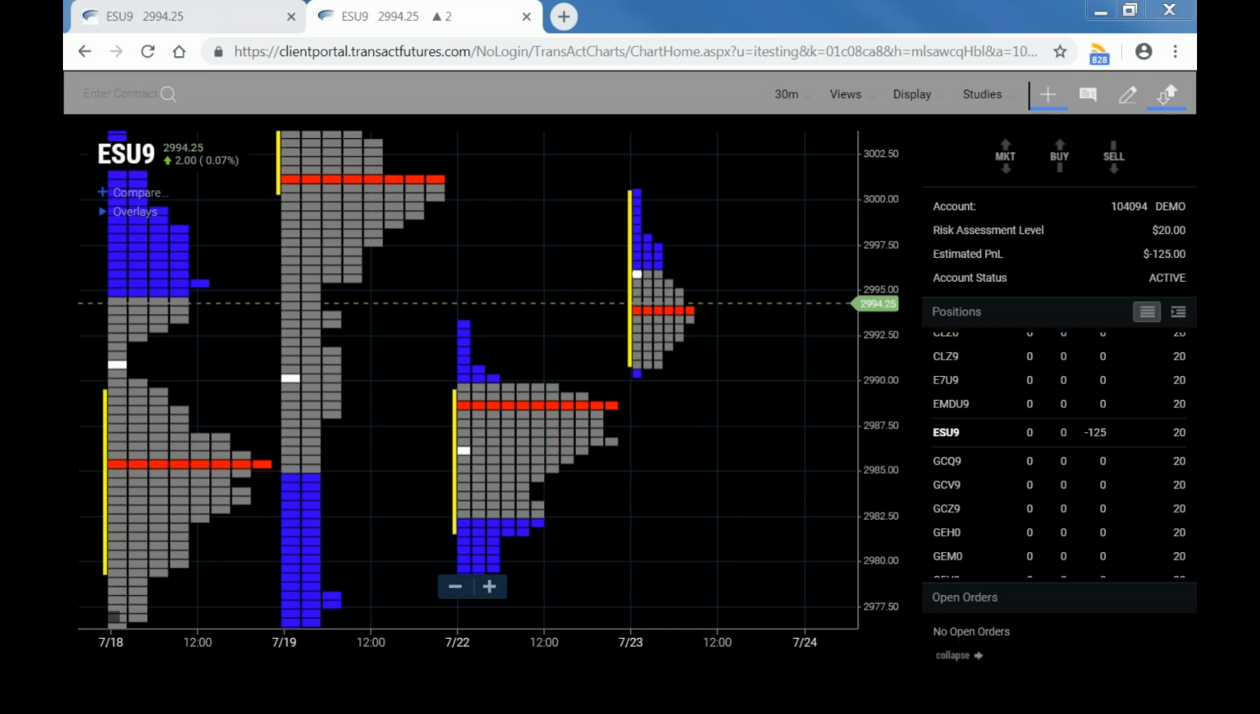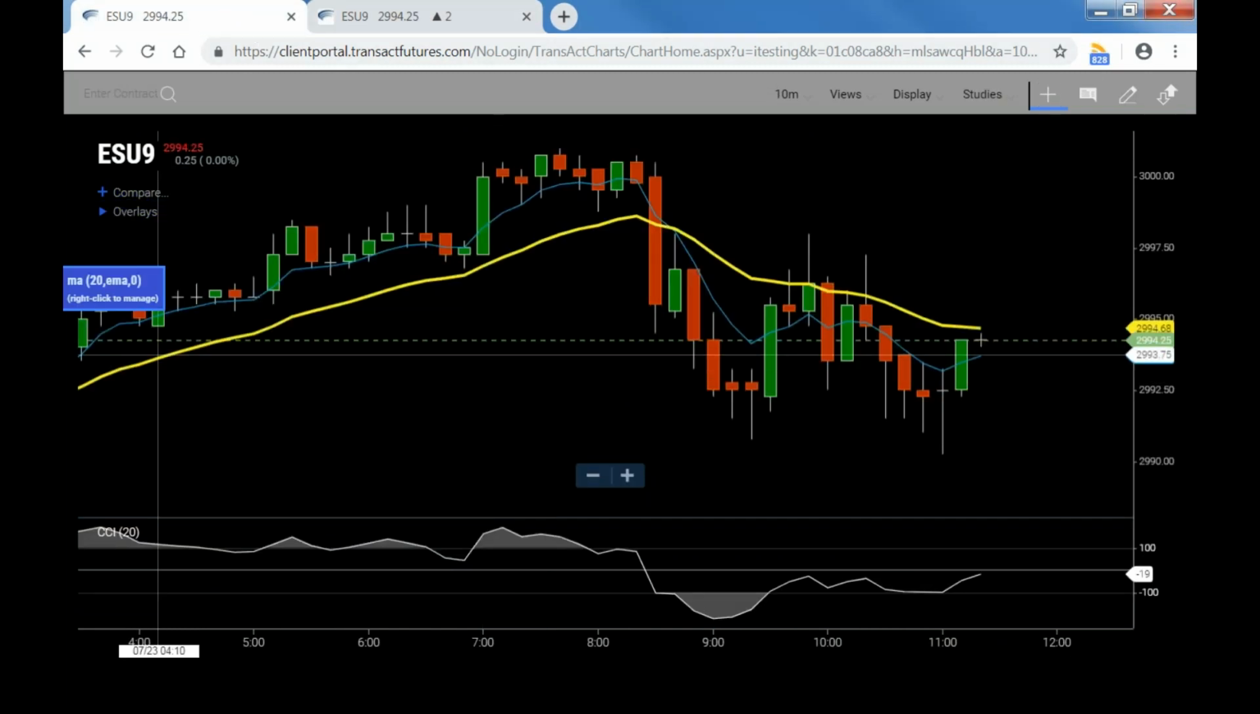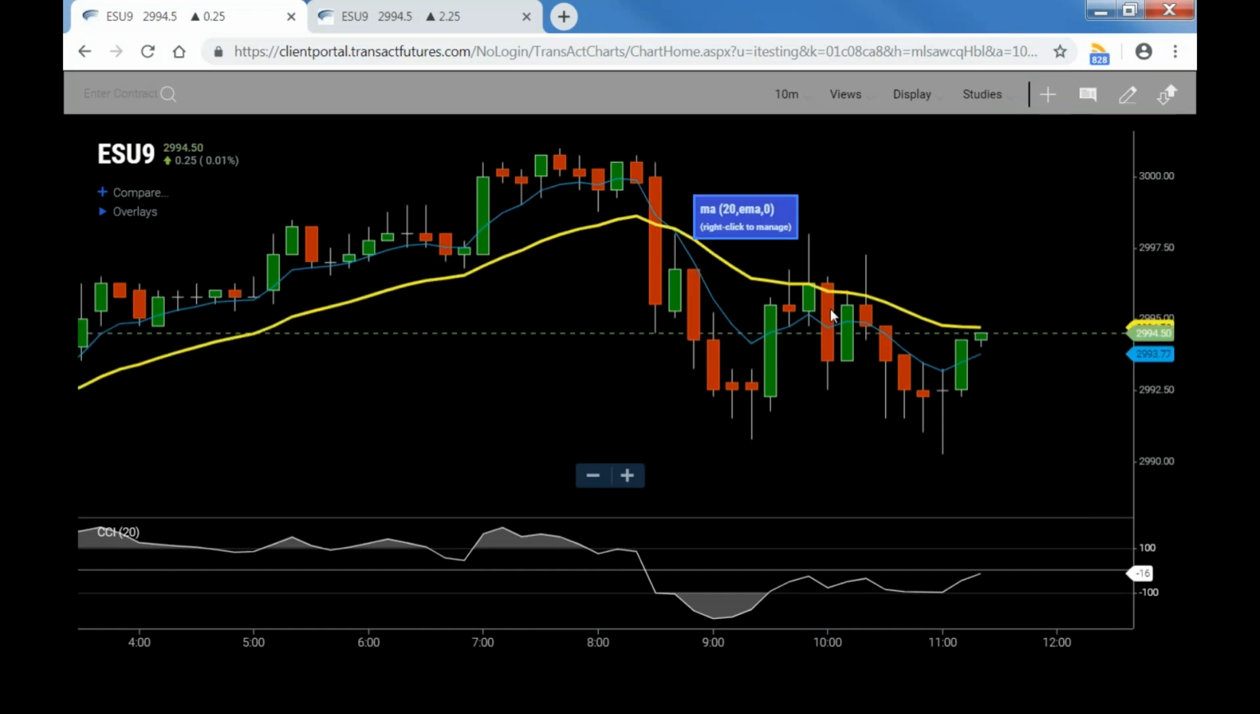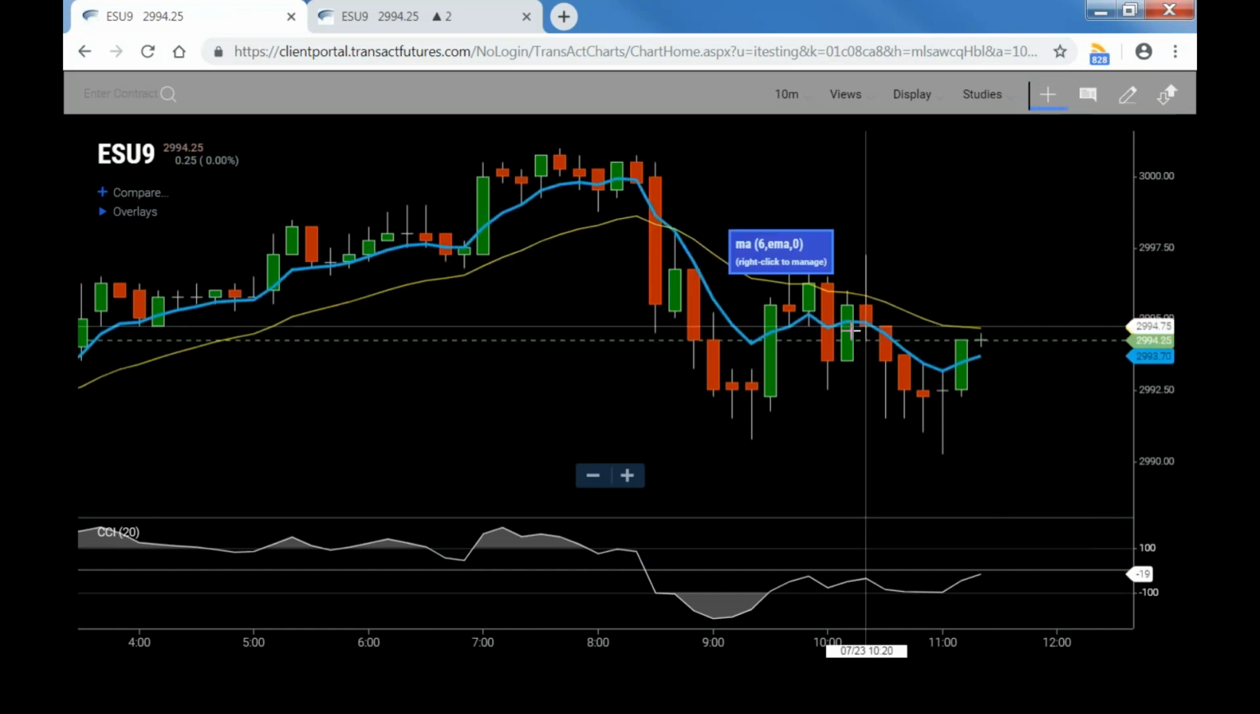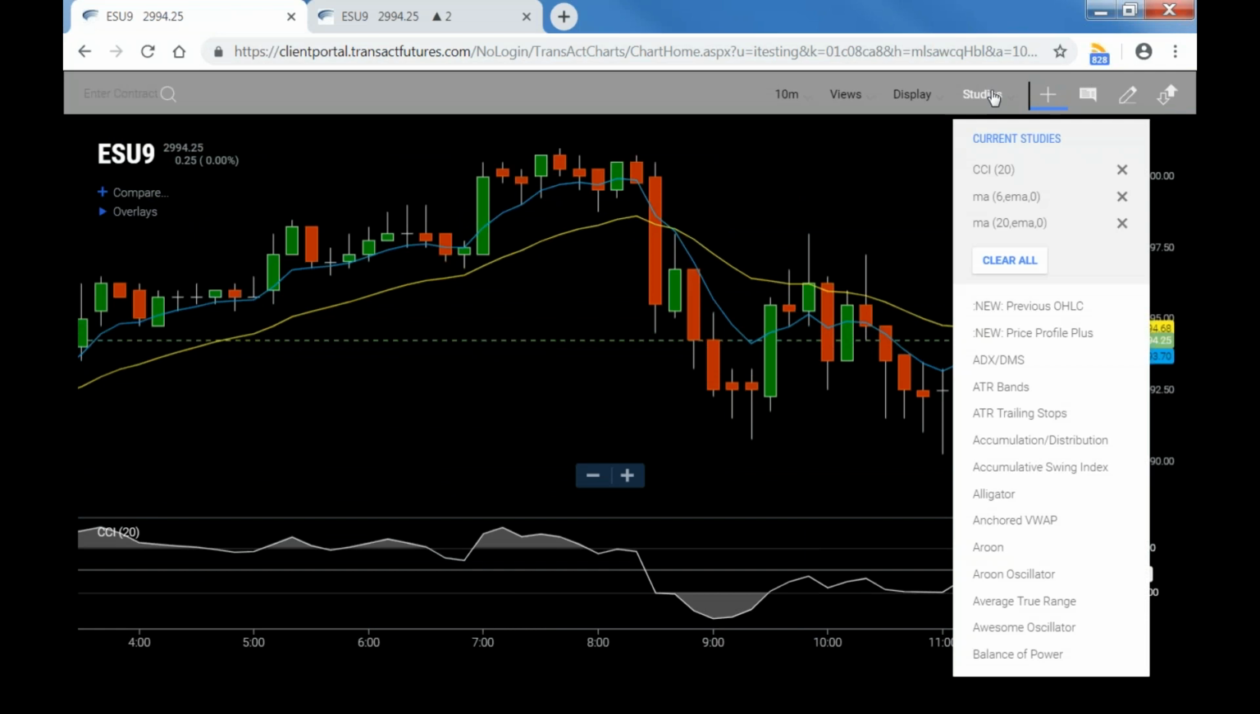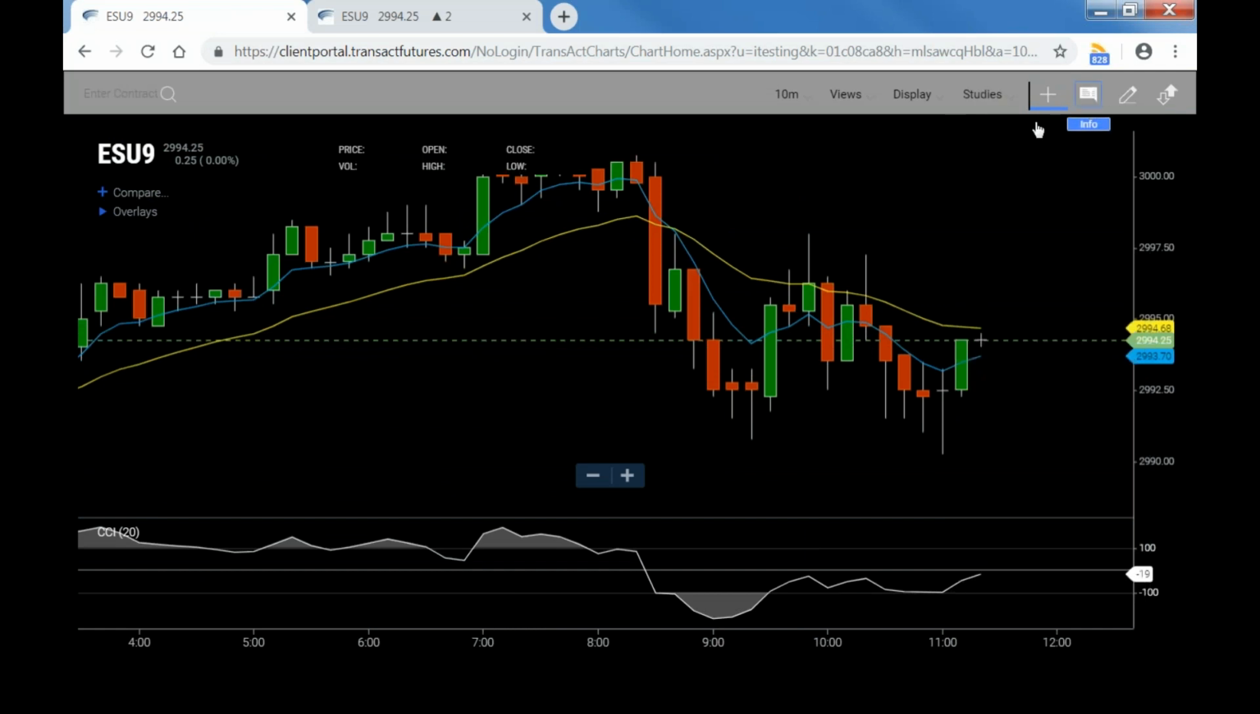The plus symbol, what are the plus and other symbols to the right of the studies? Plus symbols. Oh, this just toggles my crosshair. That's all. Oh, oops, sorry. This will just add some data up here: open, high, low, close data for the bar I'm going over.